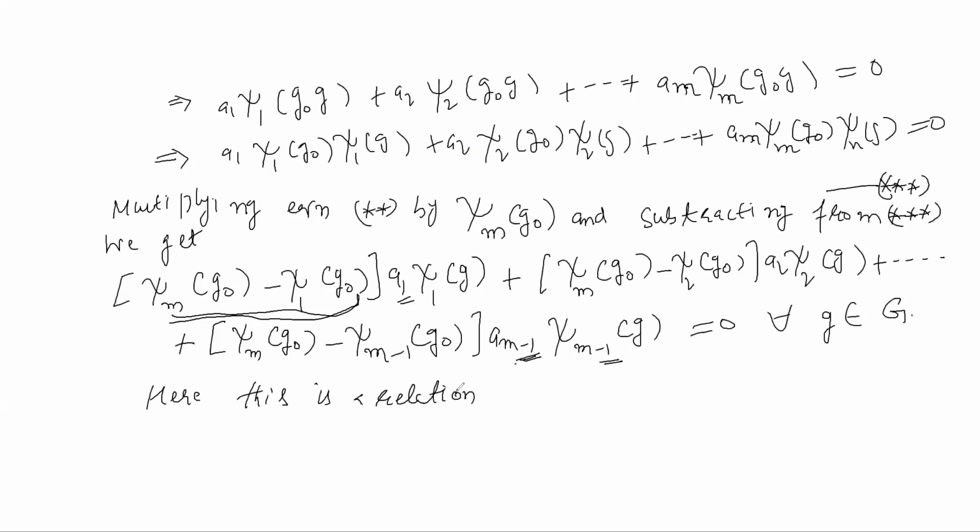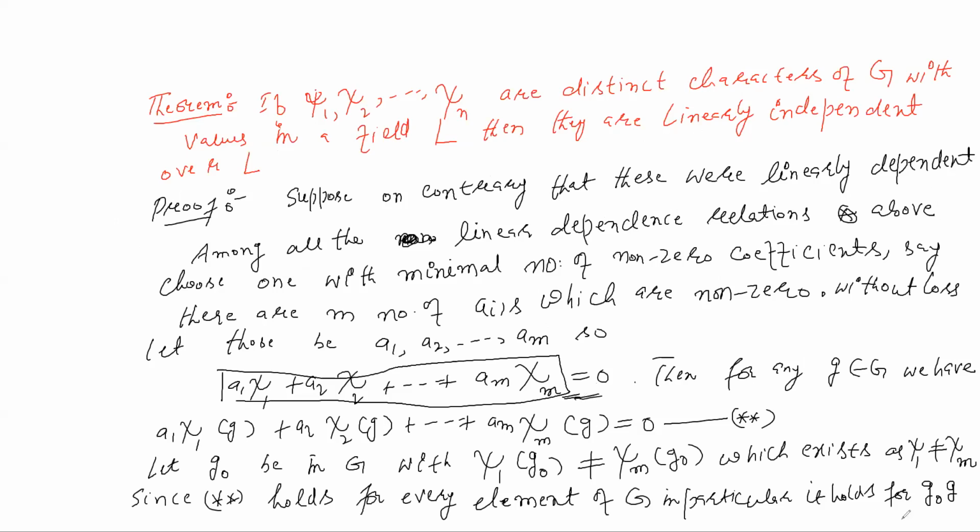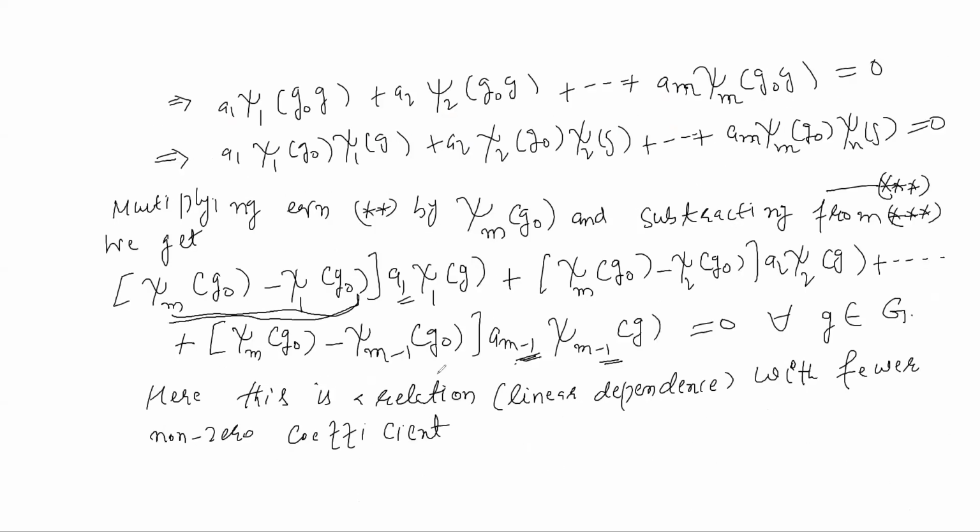So this is a linear dependence relation with fewer non-zero coefficients, a contradiction to the minimality of this equation. So our assumption is wrong. So a contradiction.